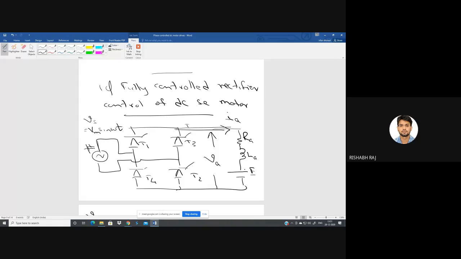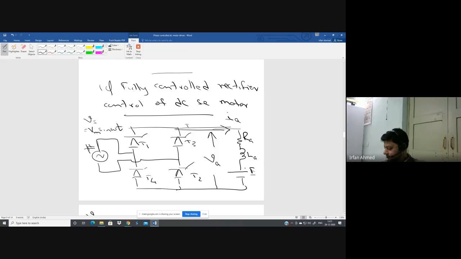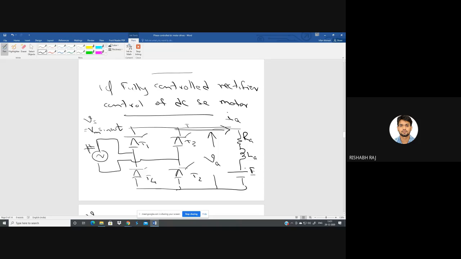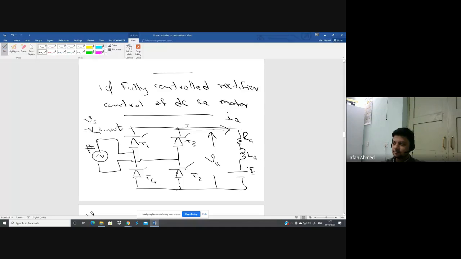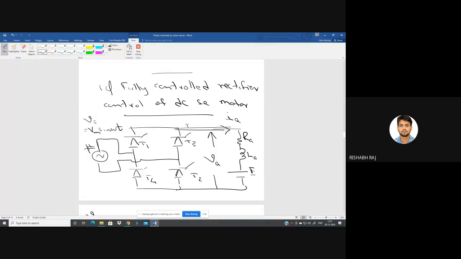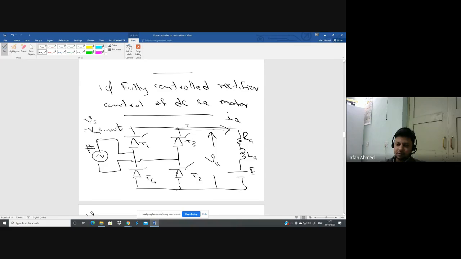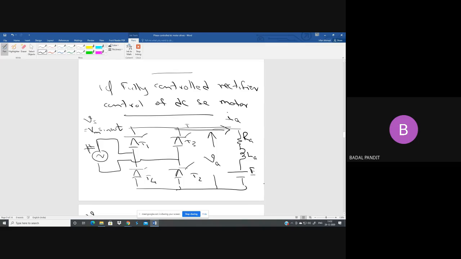V divided by the impedance of the circuit. That is RA plus omega LA. Sir, V is divided by the impedance offered. That is RA plus omega LA, that is XL. So Vm sin omega t minus E by impedance. Superposition theorem we are applying now. You forget about E now. So Vm sin omega t by Z.